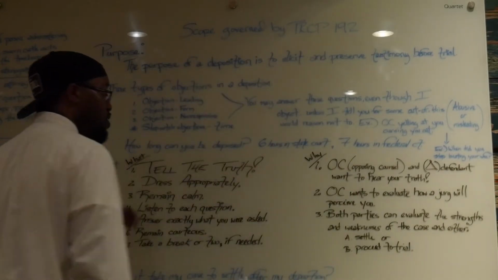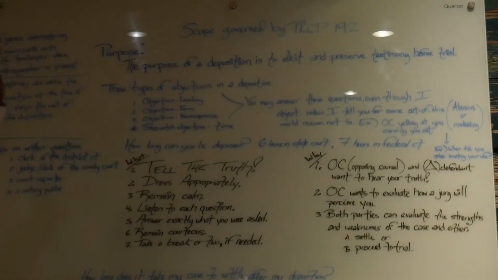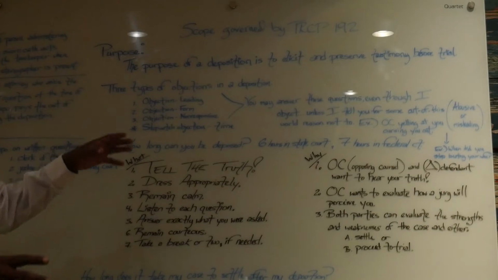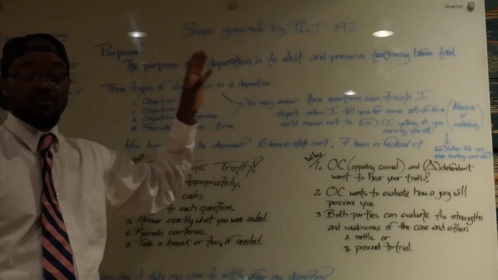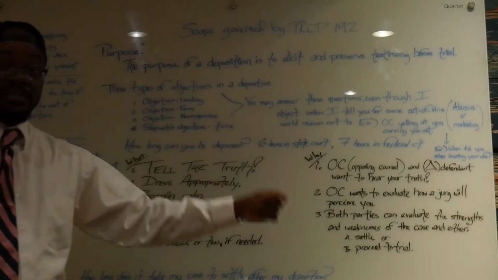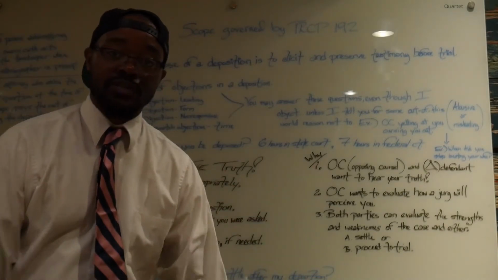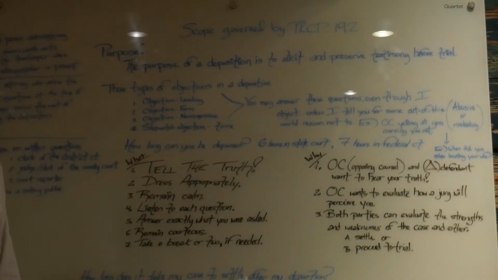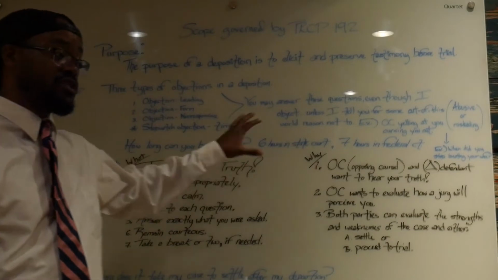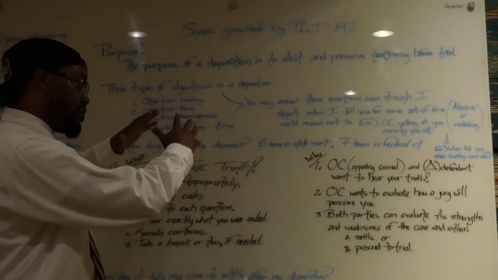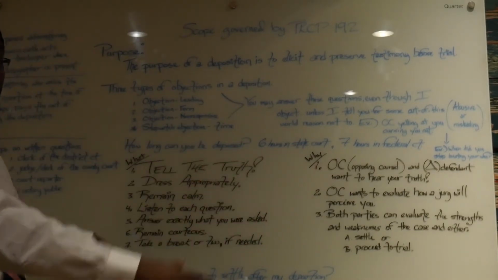So basically, the scope of depositions here in the state of Texas is governed by the Texas Rules of Civil Procedure, Rule 192. That's not really something that you need to know, but I figured that I would start off with at least addressing that. There are a lot of other rules that interact with that one in particular, but that one just deals with the scope of a deposition when it's taken.